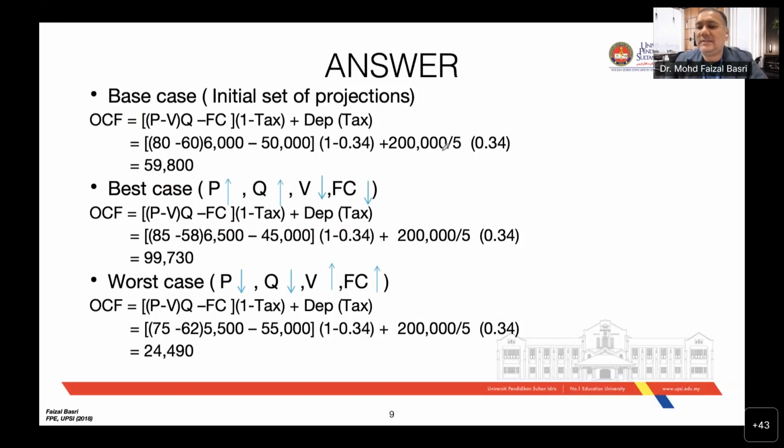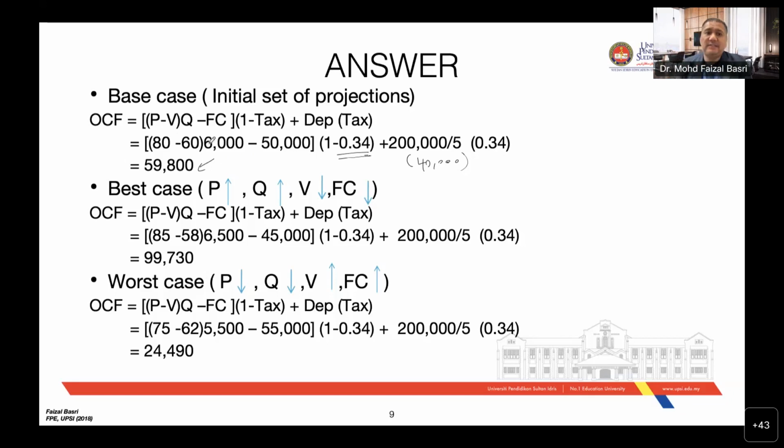So 200,000 is the initial cost divided by 5. As I mentioned before, this would be your annual depreciation of RM40,000. So you are actually plus with RM40,000 and you multiply with the 34% tax rates. Okay, remember this one tadi, after tax, we need to take 1 minus tax, yeah. So that's why we use this one. But for the depreciation, we're gonna multiply with the tax rate directly. And the operating cash flows would be RM59,800. And this would be our assumption of their annual cash flows.